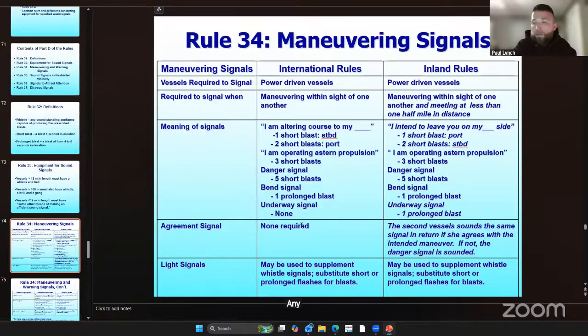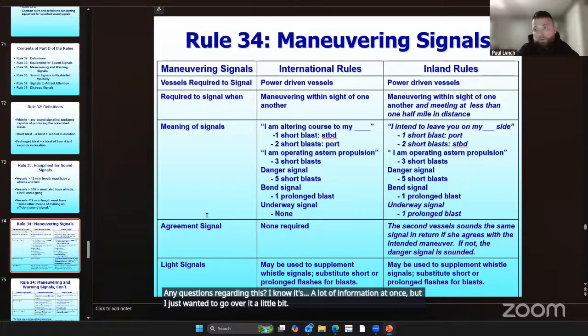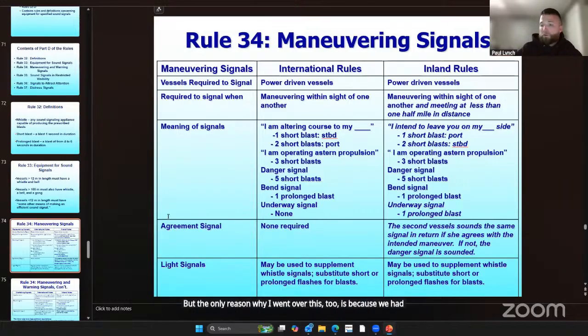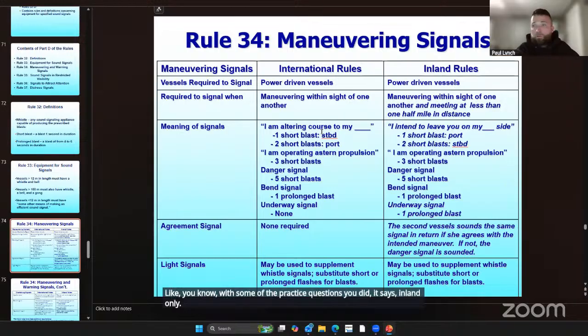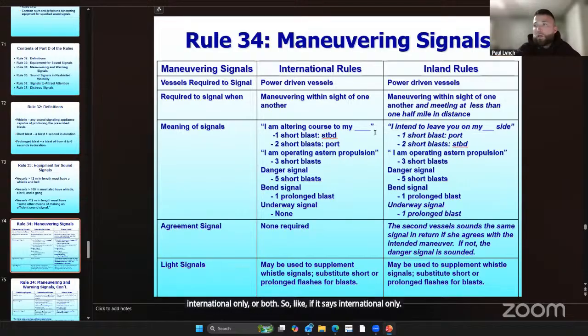Any questions regarding this? I know it's a lot of information at once, but I just wanted to go over it a little bit. The only reason I went over this is because we had a couple of questions in the book where I wanted to show you the actual language. Especially on practice tests, some of the practice questions say inland only, international only, or both. So if it says international only and the answer starts with I intend, cross that one off, because that's a signal of intention. International only would be signals of execution.